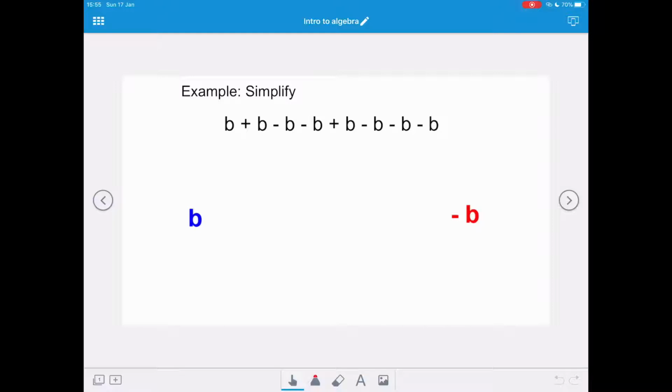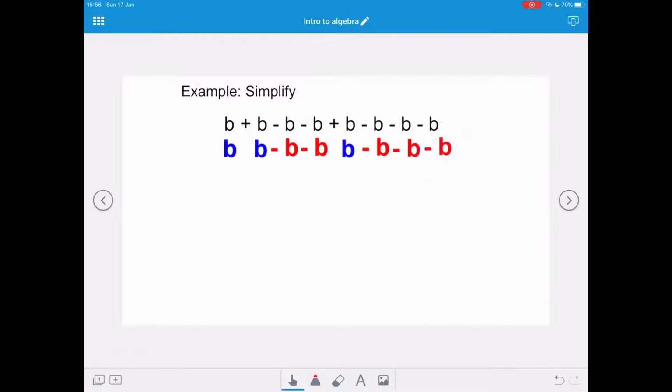Now in the next example, we have to simplify b plus b minus b minus b plus b minus b minus b minus b. And the operator goes with the term after it. So you can see we've got some positive b's, which I'm going to colour in blue. So we've got b and a positive b. Then we've got a negative b, because we've got minus b and another one. And then we're going to have a positive b and 3 more negative b's.